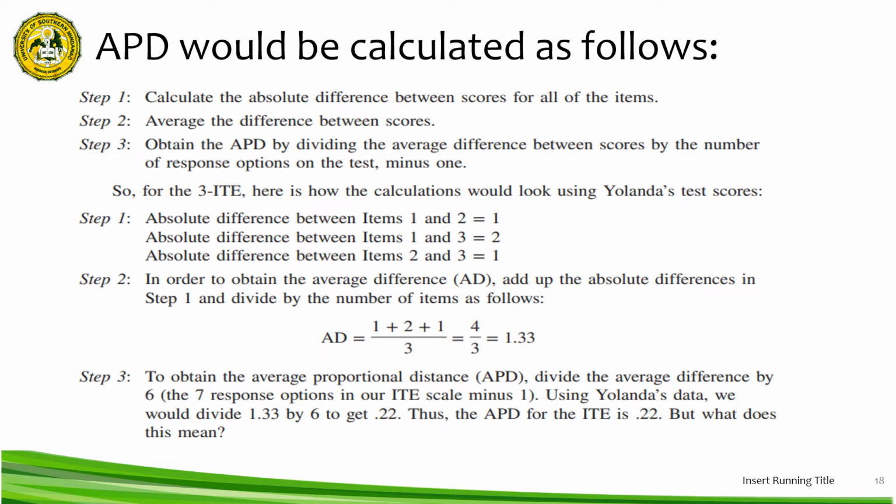So in order to obtain the average difference, or the AD, add up the absolute differences in step 1 and divide by the number of items as follows. So AD is equal to 1 plus 2 plus 1 divided by 3. So 4 over 3 is equal to 1.33. Then step 3, to obtain the average proportional distance, or APD, divide the average difference by 6, the 7 response options in our ITE scale minus 1. So there are 7 response options, minus 1 is equal to 6. So using Yolanda's data, we would divide 1.33 by 6 to get 0.22.